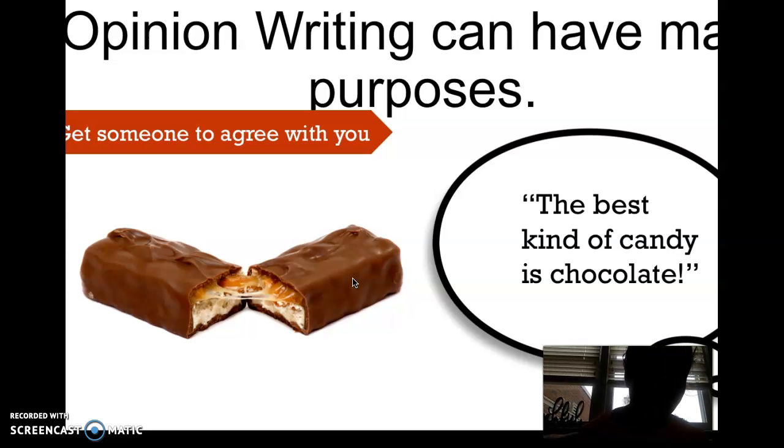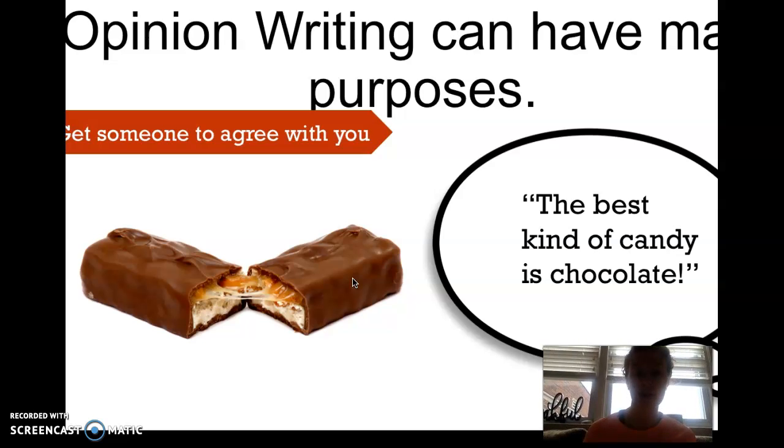One of the most common purposes is to get someone to agree with you. So the best kind of candy is chocolate, and you all did an excellent job on this activity last week.